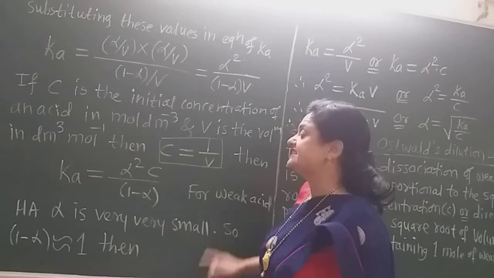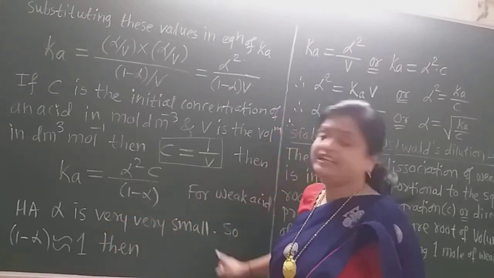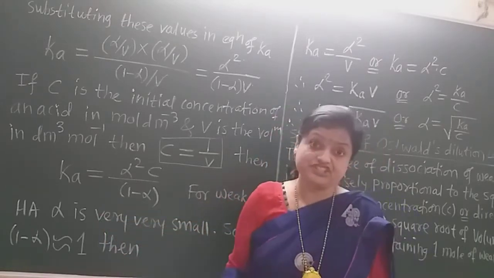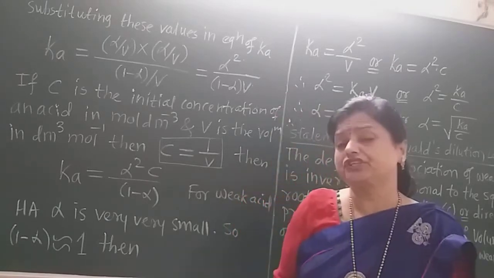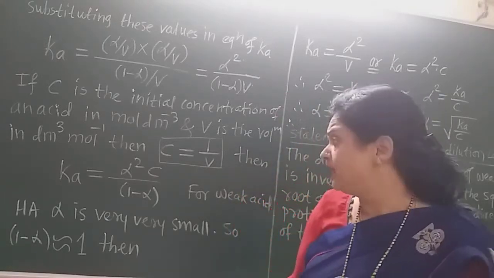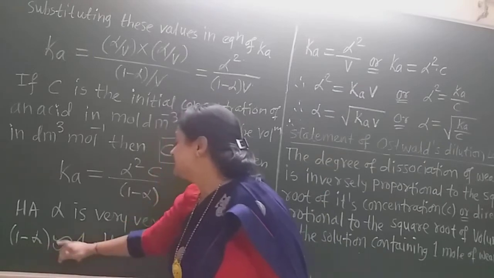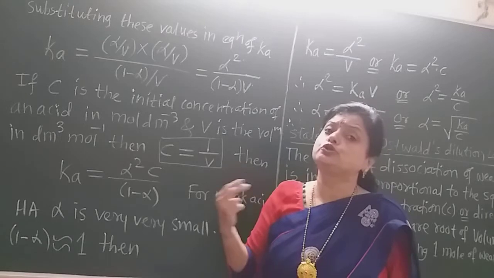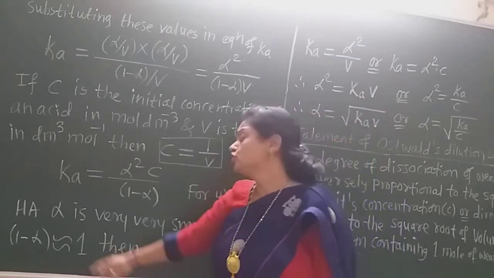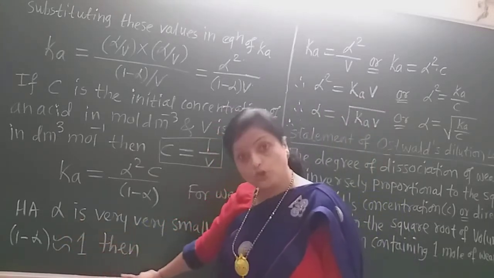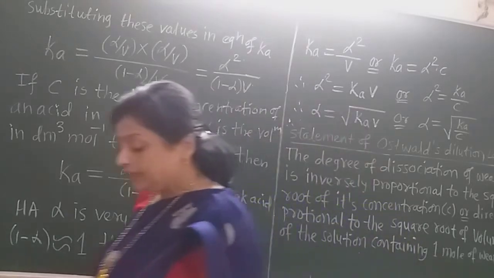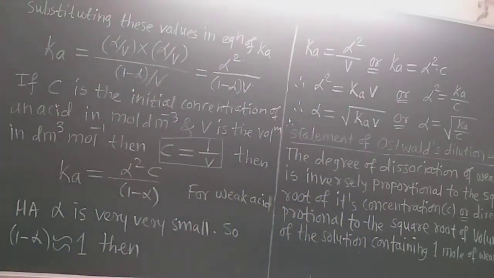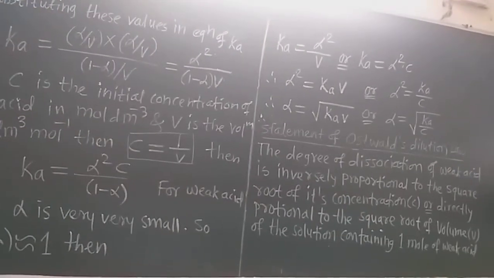Now for weak acid HA, alpha is very small, because HA is a weak acid, so the degree of dissociation is very small, that is negligible. So 1 minus alpha is nearly equal to 1, because alpha is very small, such as 0.00001, which is negligible. So 1 minus alpha is nearly equal to 1. Then what happens if we substitute 1 minus alpha equal to 1 in this equation?